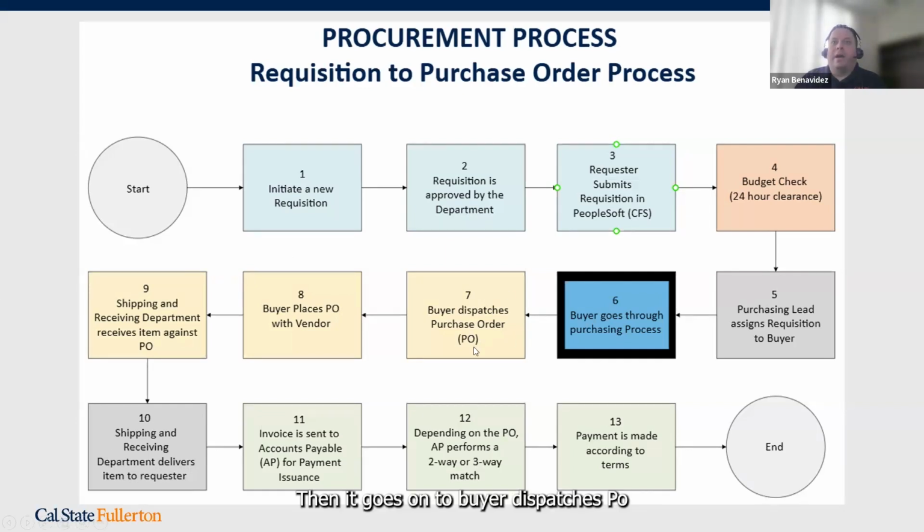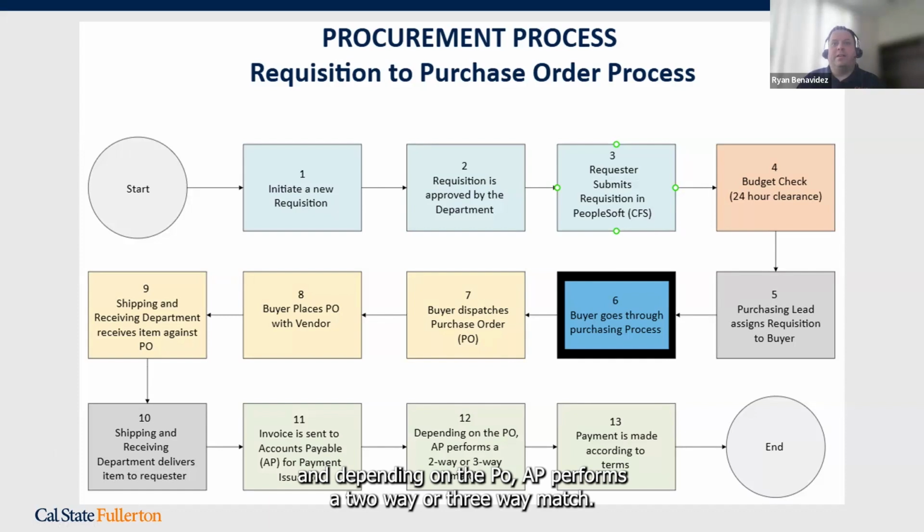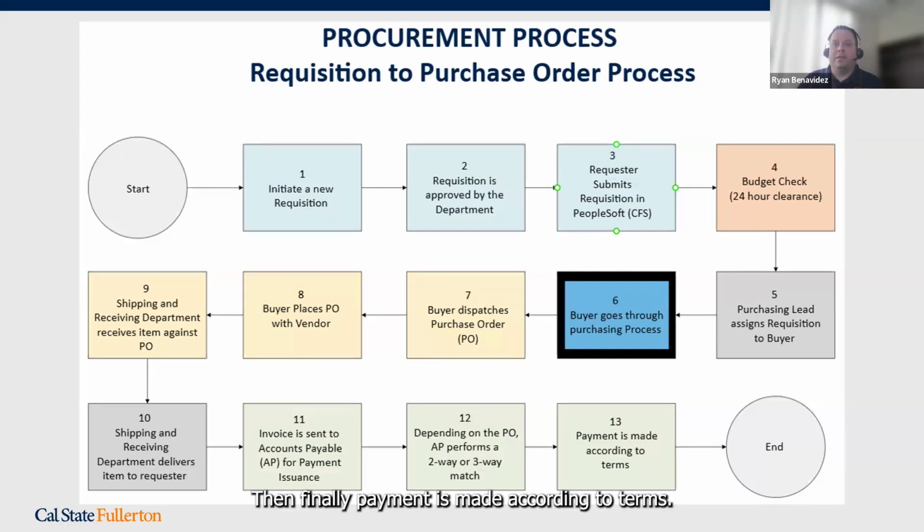Then it goes on to buyer dispatches PO, buyer places PO with vendor, shipping and receiving department receives item against PO, shipping and receiving department delivers item to requester, then invoice is sent to accounts payable for payment issuance. And depending on the PO, AP performs a two-way or three-way match. And then finally, payment is made according to terms.